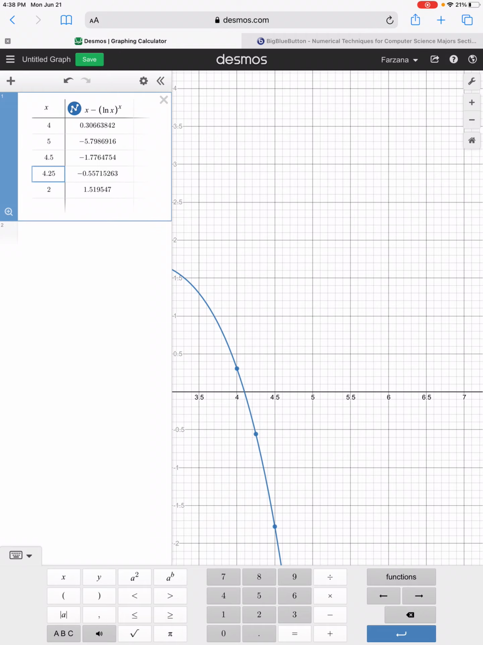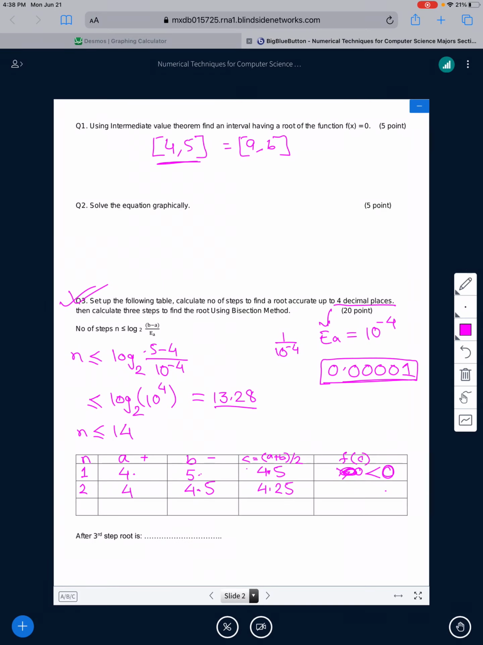At 4.25 function is negative. So at 4 function is positive. At 4.25 function is negative. So there is a root from between 4 to 4.25. This one is negative. Okay, so in third step, 4 is still staying same. 4.25 is giving us a negative value, so there is a root between 4 and 4.25. Now what is the middle point? 4.25 plus 4, and then we are dividing by 2, which is 4.125.